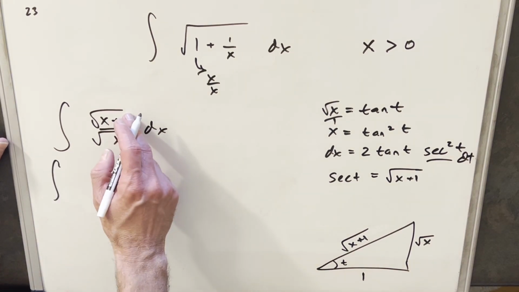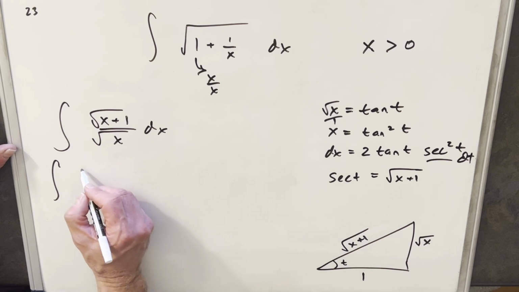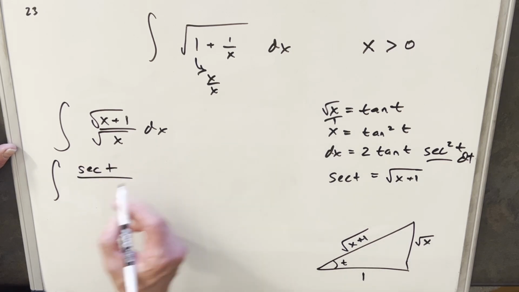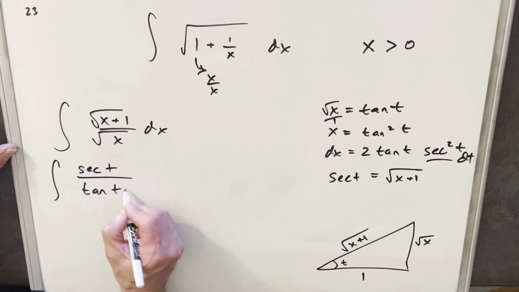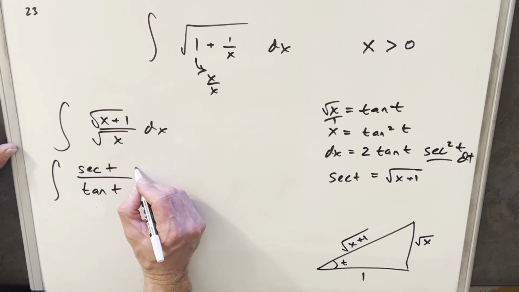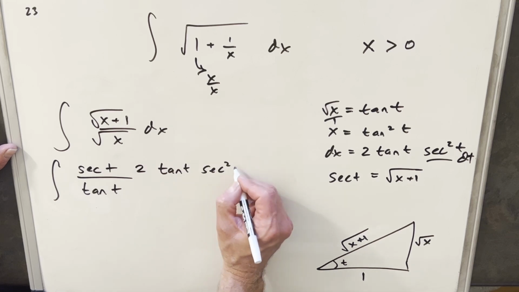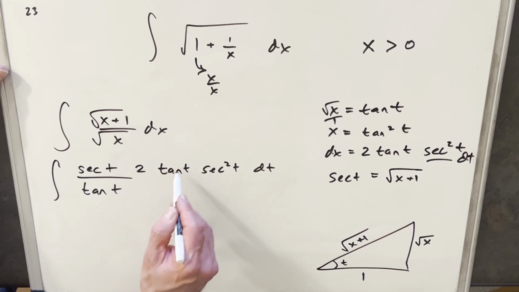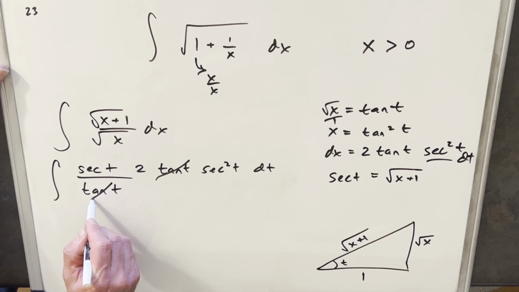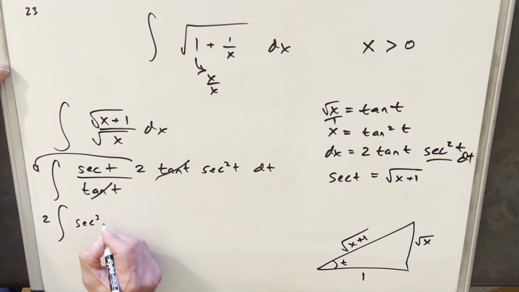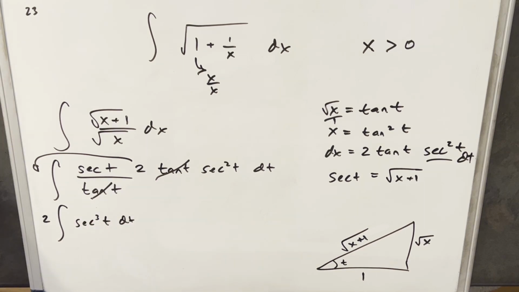And so for square root of x plus 1, we have this value, which is secant over here. So we're going to have secant t, square root of x is just tan t. And then for our dx, we found that, and it's going to be 2 tan t secant squared t dt. We're going to have cancellation of tan here. I'm going to bring my 2 out front. And then secant t times secant squared t is just secant cubed t dt. Okay, and then we'll integrate.